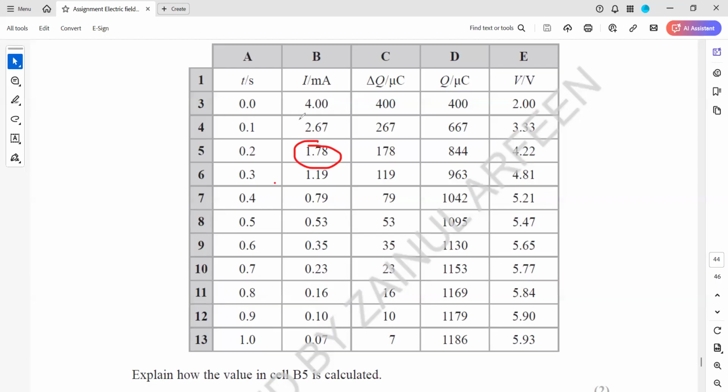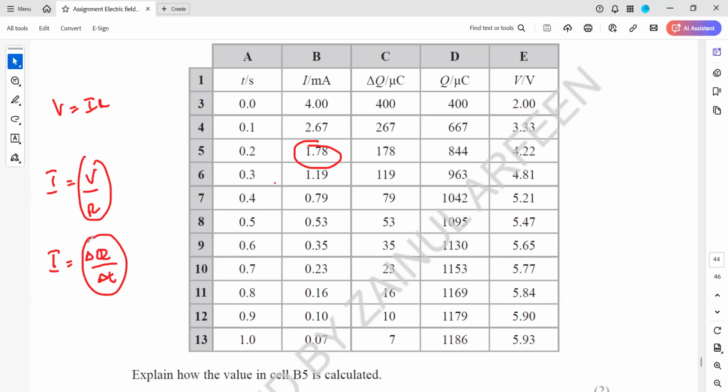If you want the value for B5, it means the maximum current. So what is the current? We have the formula V equals IR, so if we need I, it will be V over R. Voltage divided by resistance gives us the current. That is one way of doing it. The second method: current is charge divided by time, the rate of flow of charge divided by the time interval, so we can also find the current. Both ways can be used.